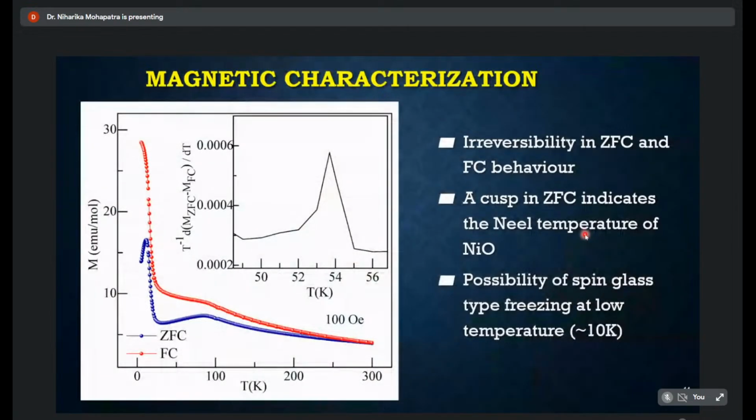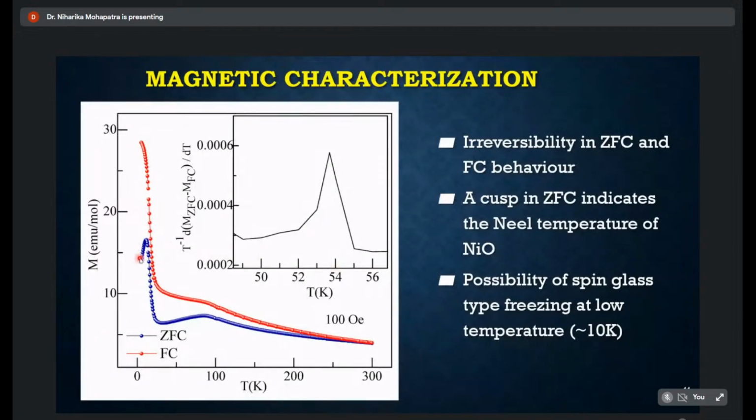Then coming to the magnetic behavior, we find irreversibility in the ZFC-FC behavior, which I have already explained. Now, this doesn't clearly show you the blocking temperature. So to find out the blocking temperature, we calculated the difference in the ZFC and FC magnetization. Then we took the derivative of this difference and divided by the temperature. This is a typical method by which we can find out the blocking temperature. So we find the blocking temperature to be around 54 Kelvin.